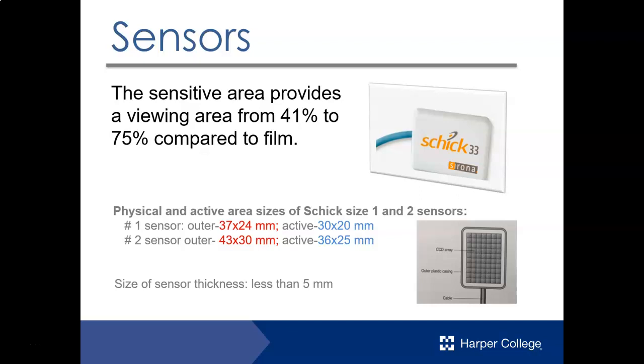The red text in this image displays the outer size of a number 1 and number 2 Schick sensor, and the blue text lists the actual viewing area, which is quite smaller. The smaller active viewing area has implications for the sensor placement for the clinician. So while you believe you have positioned the sensor to capture areas such as the apices, the dead space of the sensor may display an absence of apical coverage.